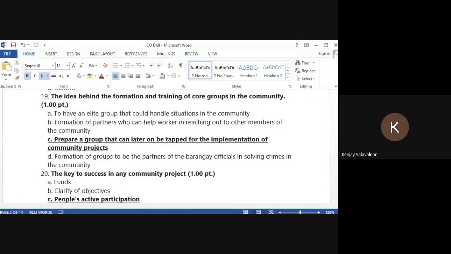The correct answer is prepare a group that can later be tapped for the implementation of community project. Yan talaga yung purpose ng core group. That is why kung sa community organizing, hindi maiiwasan magkaroon ng group work as a methodology na integration siya.